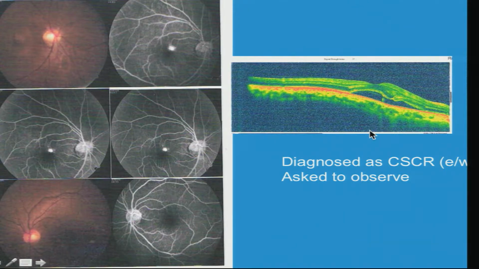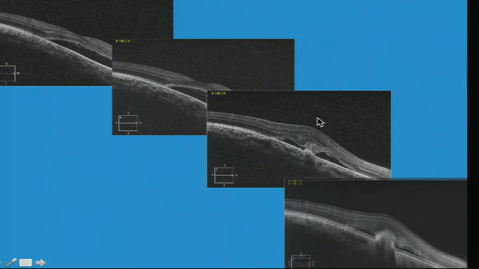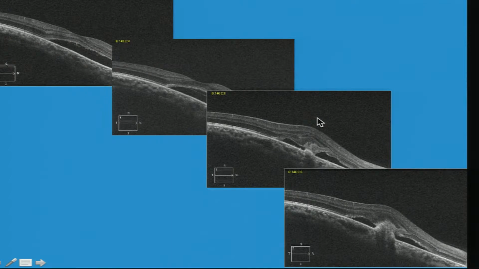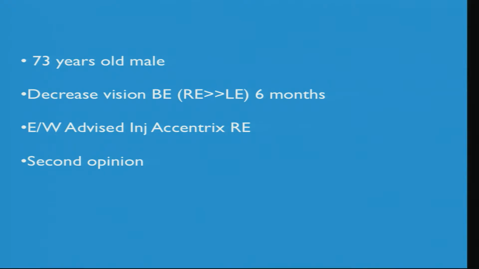If you look at the OCT which he brought with him, there is subretinal fluid, but I was still not convinced. We did the OCT, and the OCT actually made the correct diagnosis of idiopathic CNVM, as seen in this picture. So this case taught me that you really need to go through all the scans of the patient to look for any breach in the RPE which can be suggestive of idiopathic CNVM, especially in a young patient where we are seeing SRF.